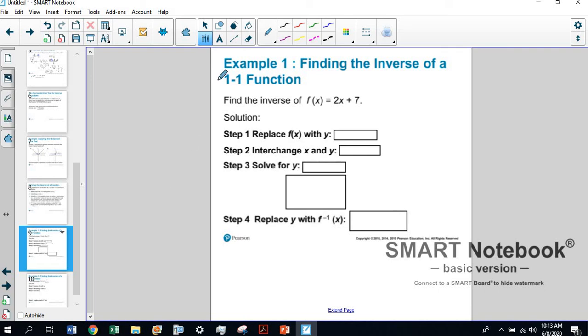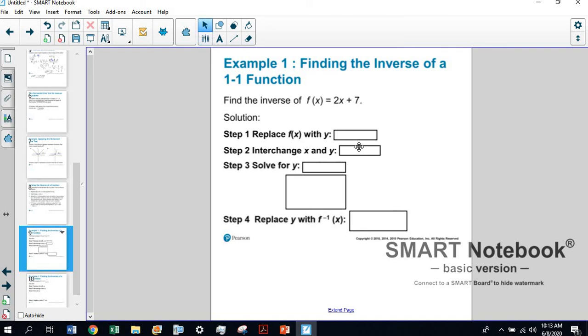We're going to find the inverse of f of x equals 2x plus 7. This is just a straight line, right? Slope of 2, y-intercept of 7. So we know that passes the horizontal line test, so it does have an inverse. All right, so how do we do this?